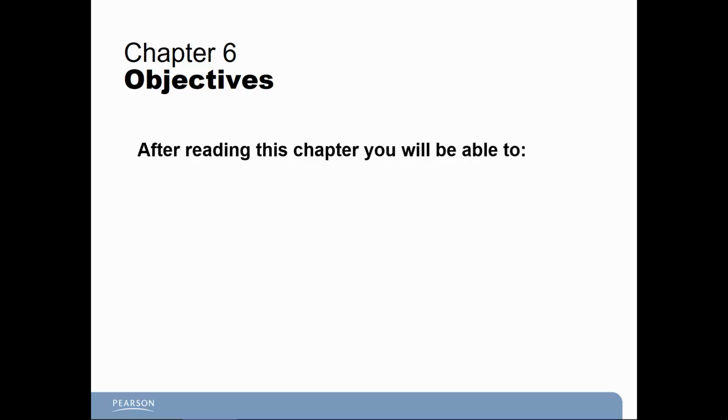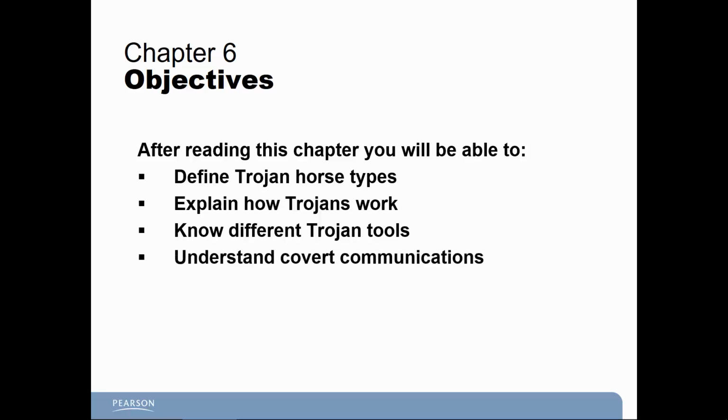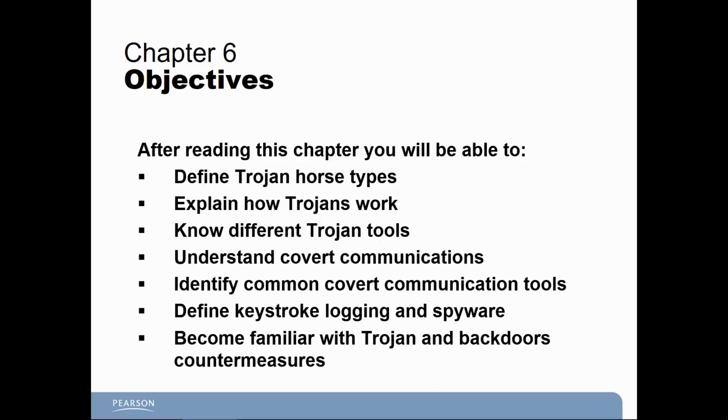So our main objectives: after reading this chapter we should be able to define what a Trojan is, the different types, explain in general how they work, know the different types of Trojan tools, understand the covert communication process, identify common covert communication tools, as well as define keystroke logging and spyware, and become familiar with Trojan and backdoor countermeasures, understanding what they are doing so that we can actually combat them.